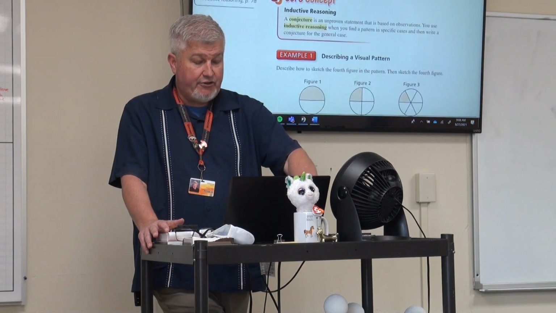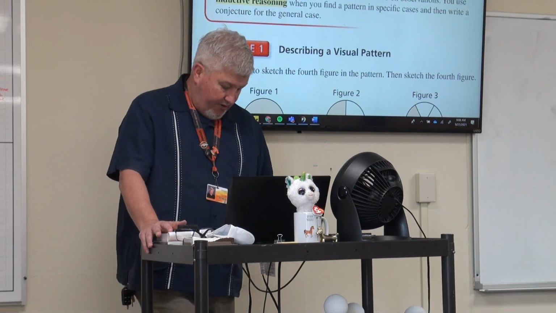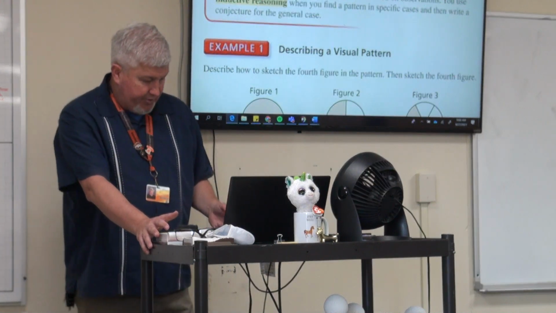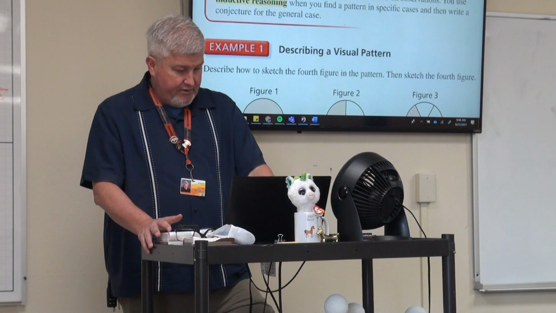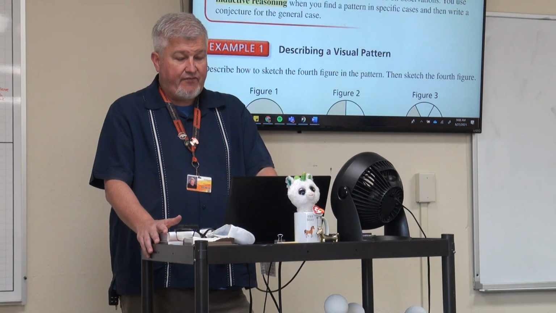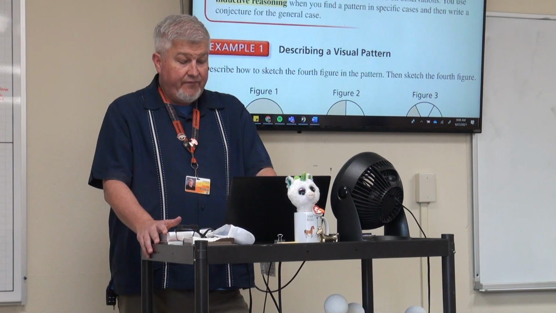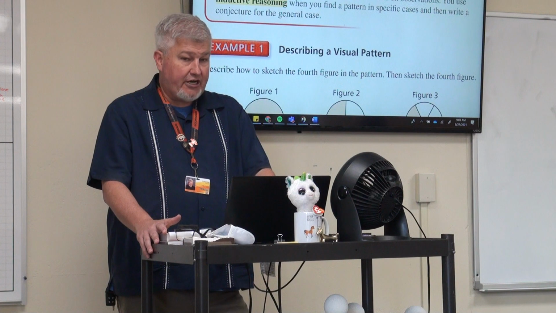So let's look here. Here's your first definition. And I would say there are notes to be taken, and of course it's being recorded, so it's there as well. A conjecture is an unproven statement that is based on observations. You use inductive reasoning when you find a pattern in specific cases and then write a conjecture for the general case.